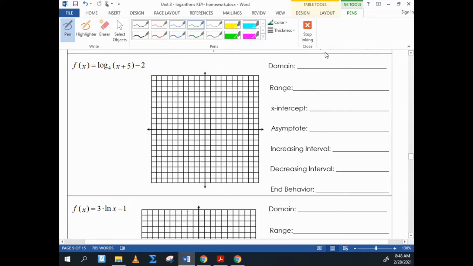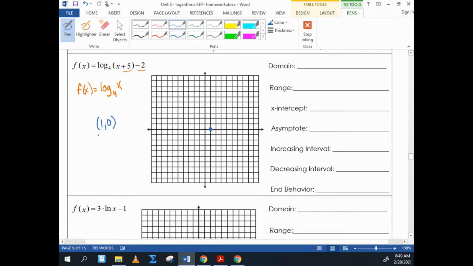All right, for this graph here, again, when we graph our logarithms, we're going to start out with our parent function, which means you just take the log of whatever base they give you. So they gave us base 4 of x. We're going to ignore this plus 5 and this minus 2 just for the beginning. We're going to grab our 2 points. Remember, they're always (1, 0). That's always a point. So just plot that down.